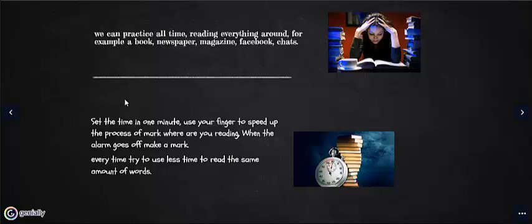Then how to improve? Simple. Set the timer to 1 minute, and use your finger to speed up the process and mark where you are reading. When the alarm goes off, make a mark. Every time, try to use less time to read the same amount of words.